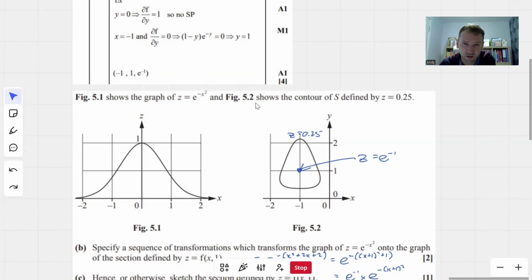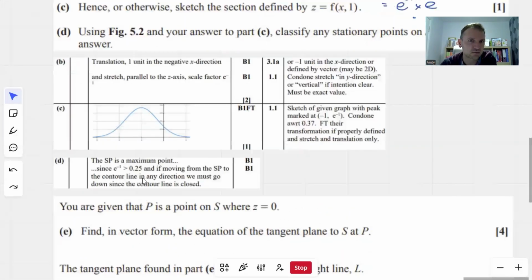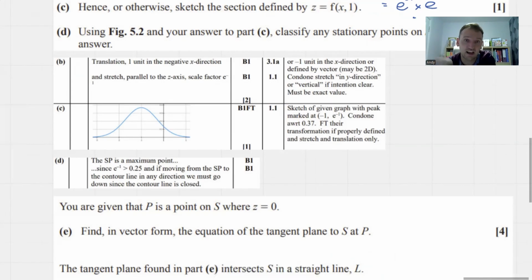Tick all those things off. In this case, the mark scheme only required that we were going down in all directions to the closed contour. But I would make sure you say the point is inside and above the contour. Therefore, we're going down in all directions. There have been markers in the past who have required more working, more description there.